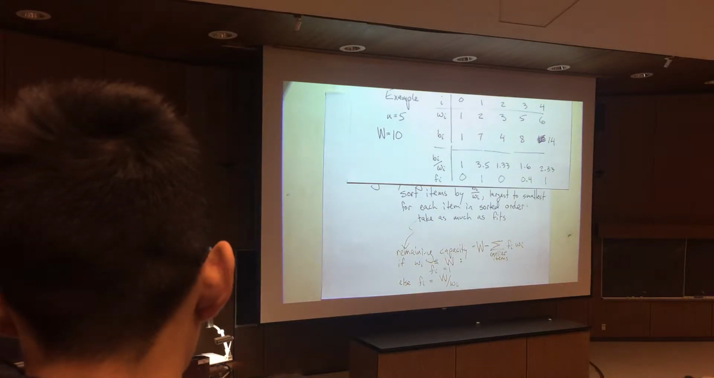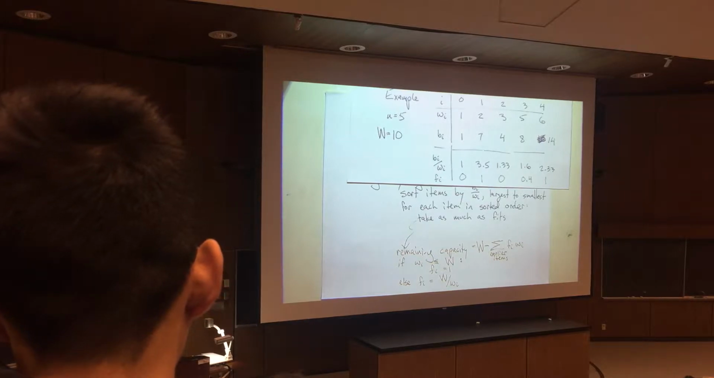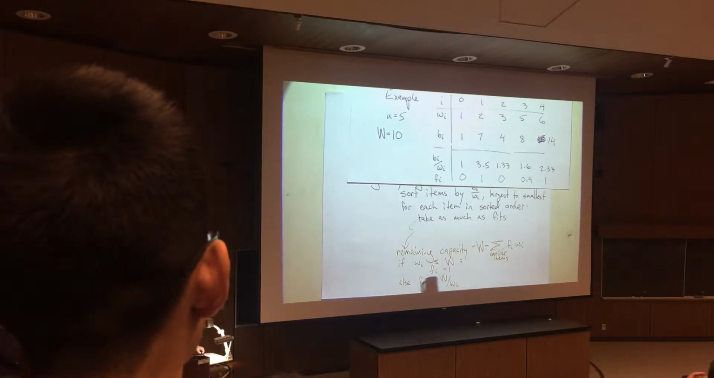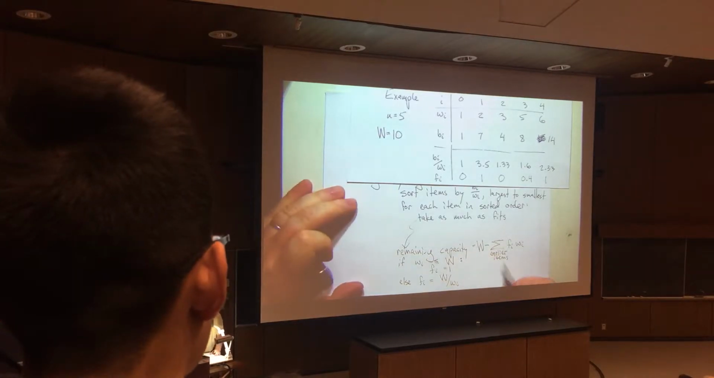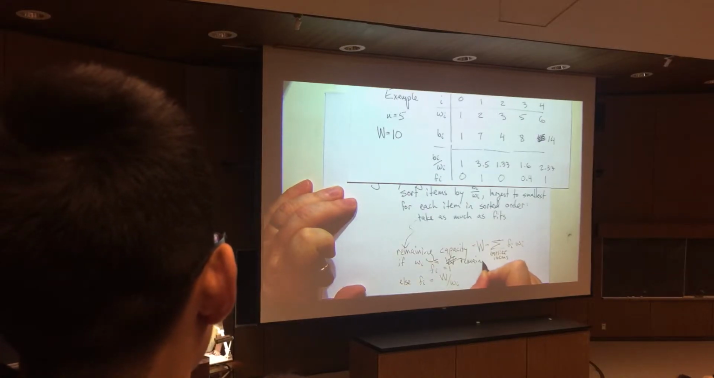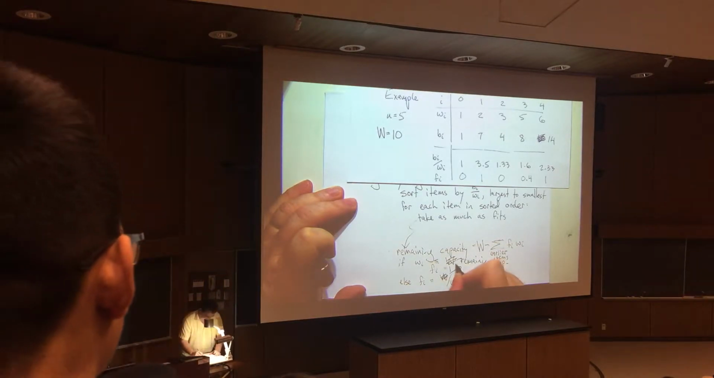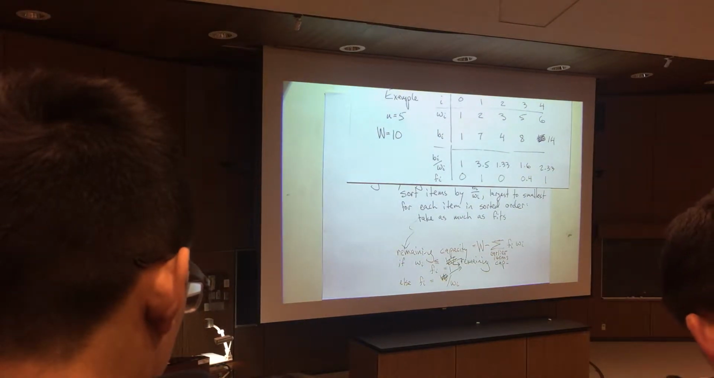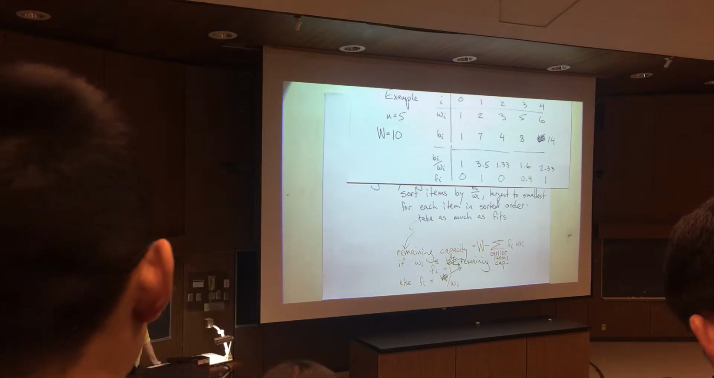Yeah? For each item, why are you comparing against W and not the remaining capacity? For each item, I was comparing against the remaining capacity. Because that's a mistake. There's also the ratio. Okay. More questions about this algorithm?